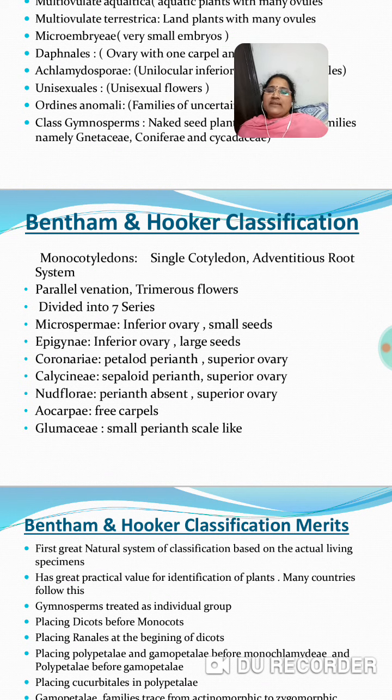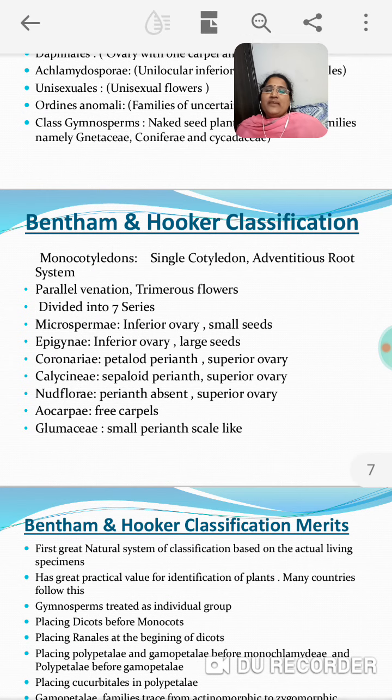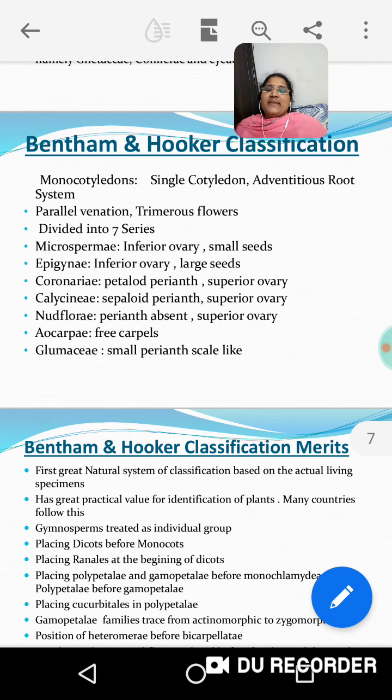Now the third one is coronariae. Coronariae means it has a petaloid perianth. Perianth is equal to the calyx plus corolla. Calyx and corolla collectively are called the perianth. Here the perianth looks completely like petals. So sepals are absent and only petals are present. Such a perianth is called the petaloid perianth, and here the ovary will be superior. So if the plant's flowers show the petaloid perianth and the superior ovary, those plants are grouped under coronariae.